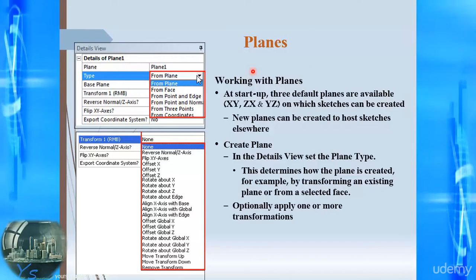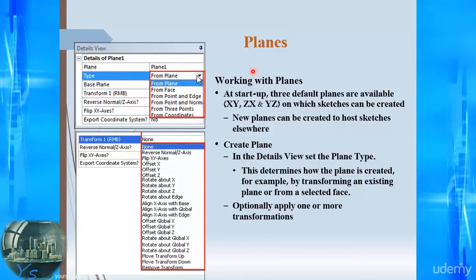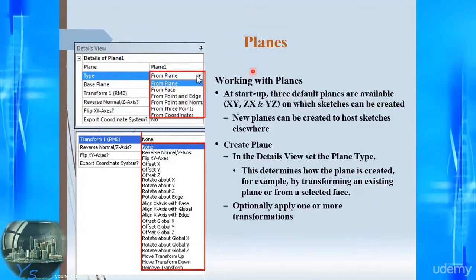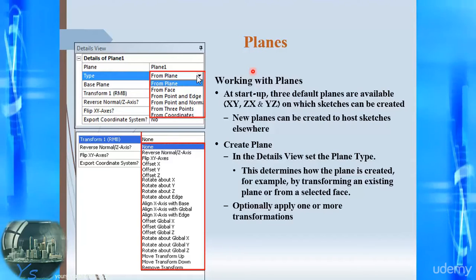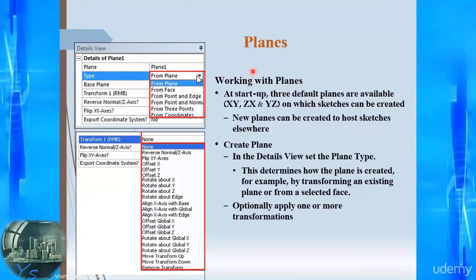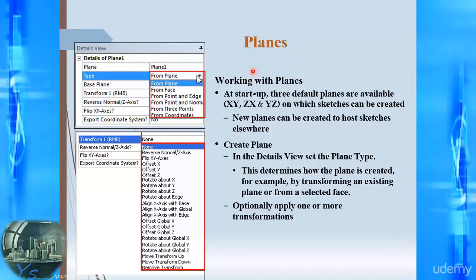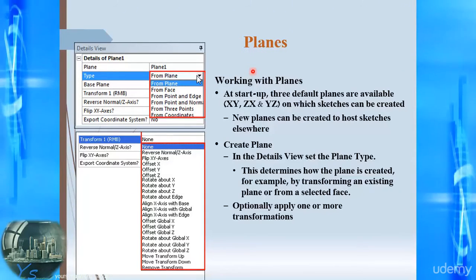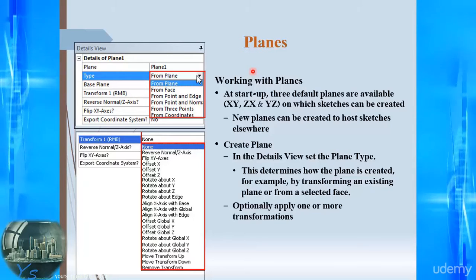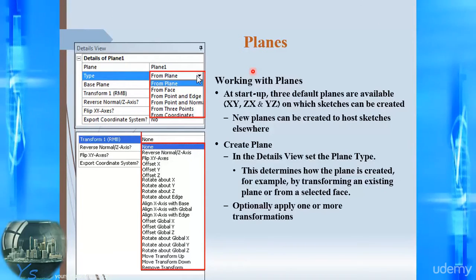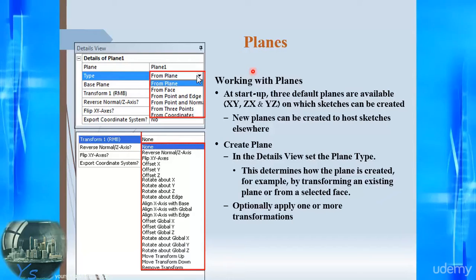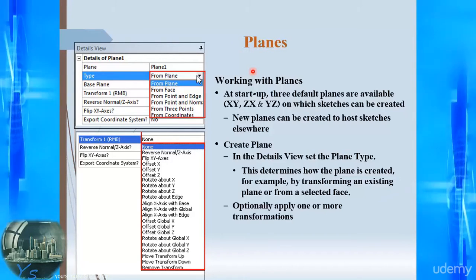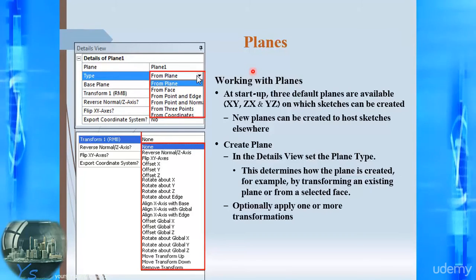We can create additional new planes, and they can be created based on existing planes, or they can be created based on the geometry. So on the right hand side in the details view for a particular plane, you can see all the different methods by which we can create a plane. And just as we described in the details view slide, we can go in and edit any of these details if we want to create a plane, or edit it from an existing plane to a face or point and edge, one of those particular options.